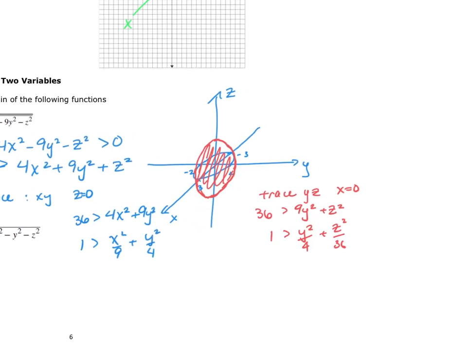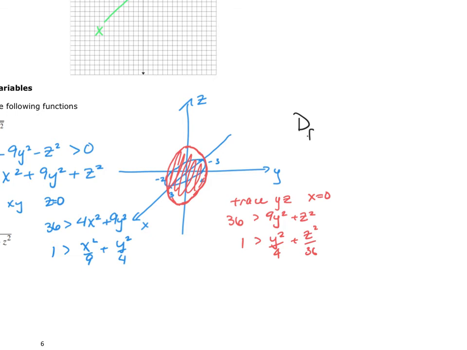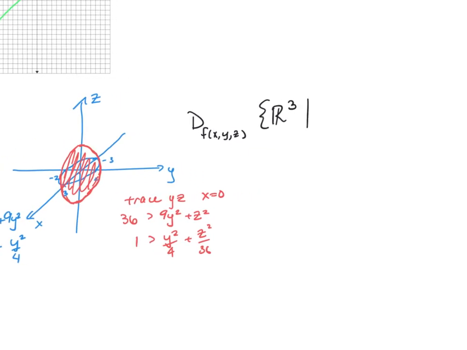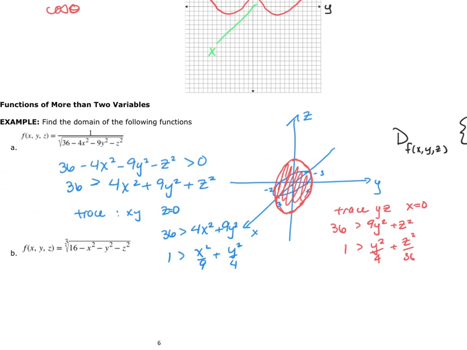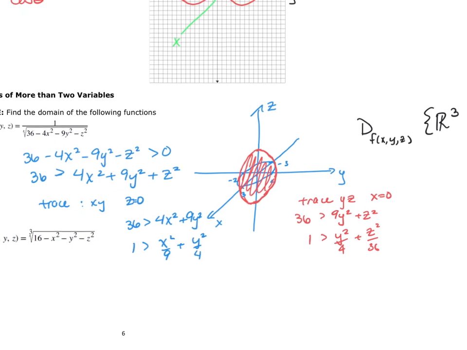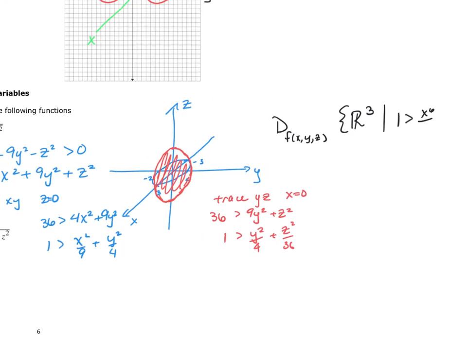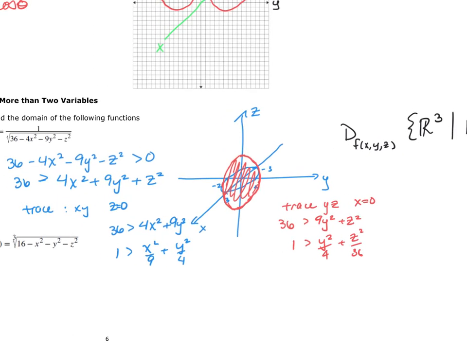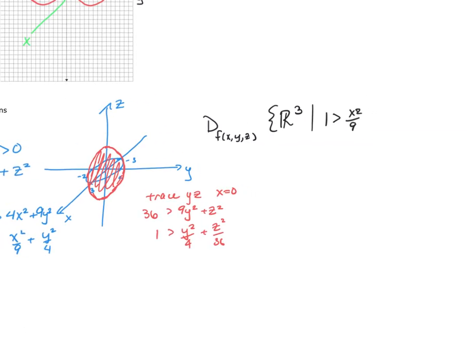And so my domain of my function, which is x, y, and z, is going to be equal to, and now I can write this as R3 because I'm in R3 space. Let's do it with 1 this time. So dividing everything by 1, I've got 1 is strictly greater than x squared over 9, and I wrote 6 because I was thinking of 36, plus y squared over 4 plus z squared over 36.